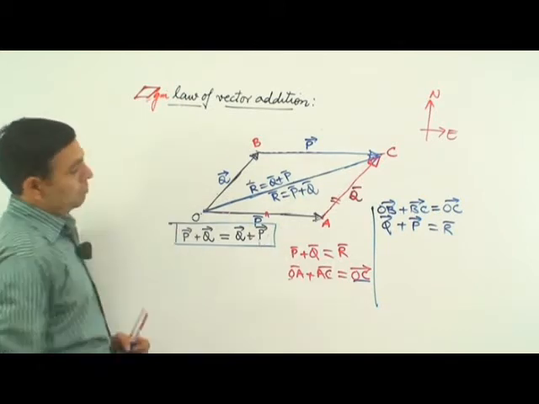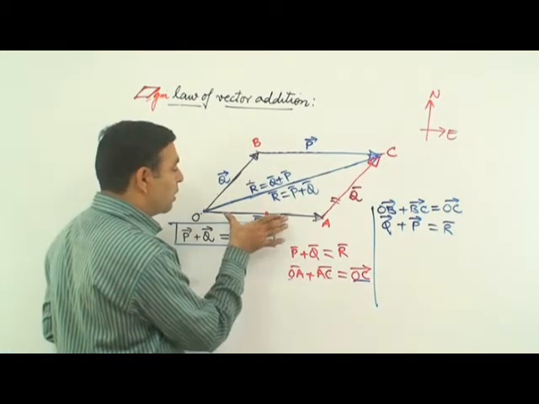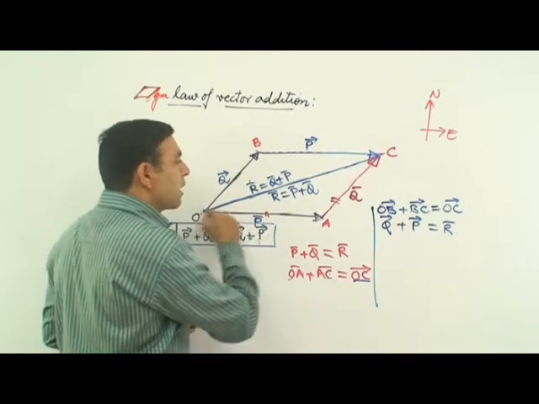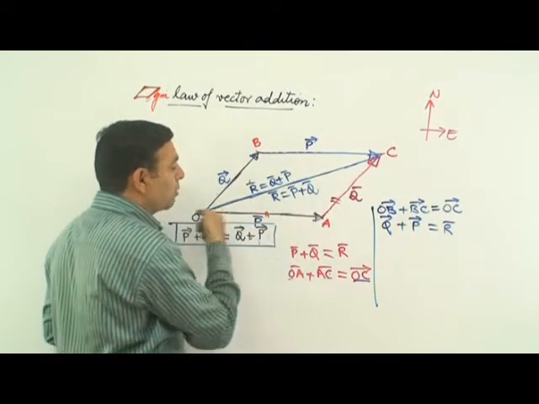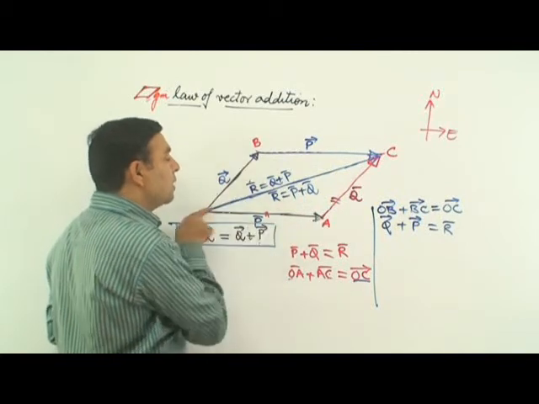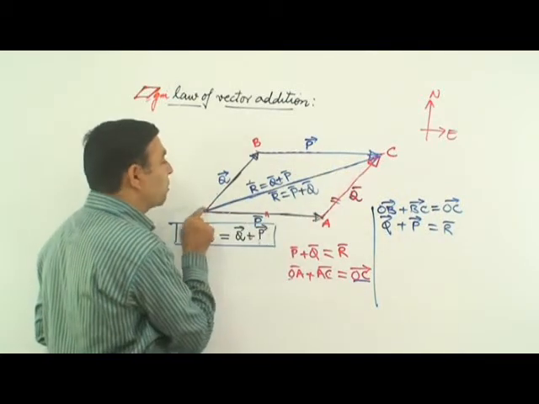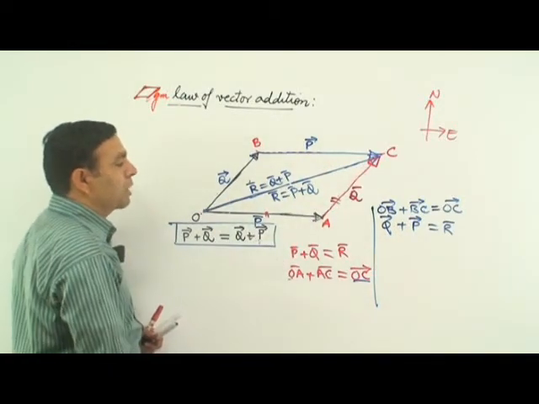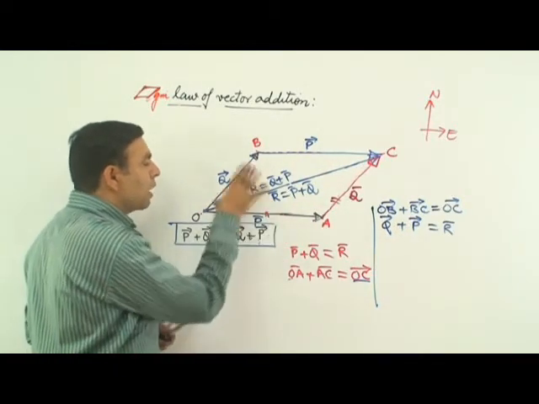If two vectors can be represented as two adjacent sides of a parallelogram as co-initial vectors, then for the diagonal of that parallelogram, you need to complete the parallelogram with these two vectors as adjacent sides. The diagonal of the parallelogram passing through that common point, this diagonal, not this one, gives the resultant in both magnitude and direction. That means the result of this P and Q is this vector. Fine.